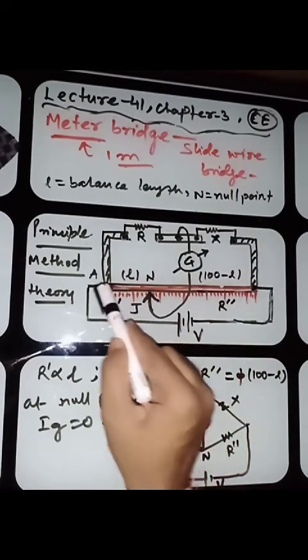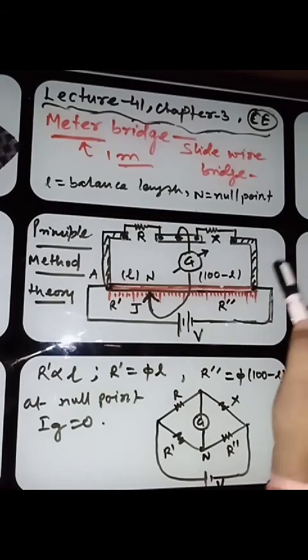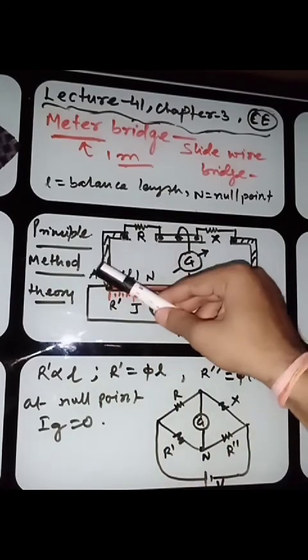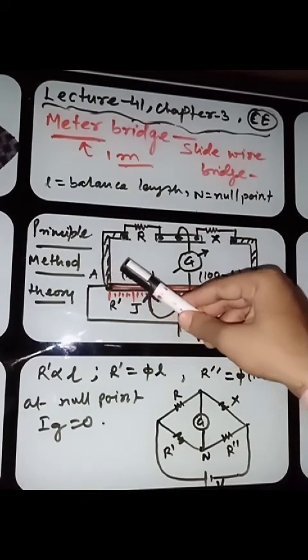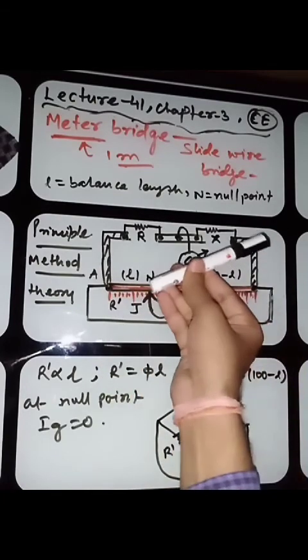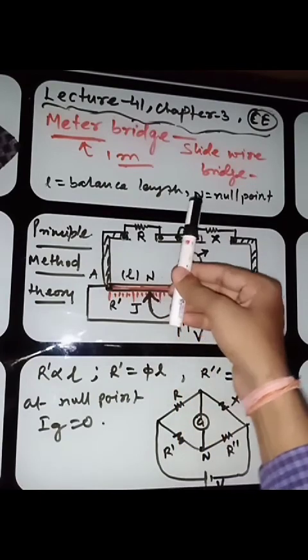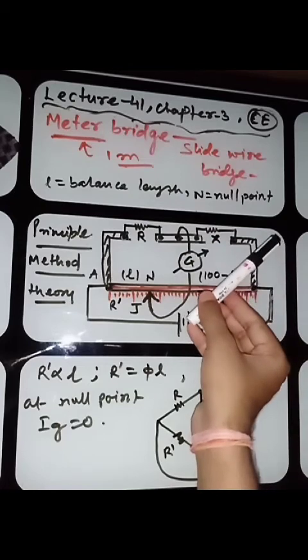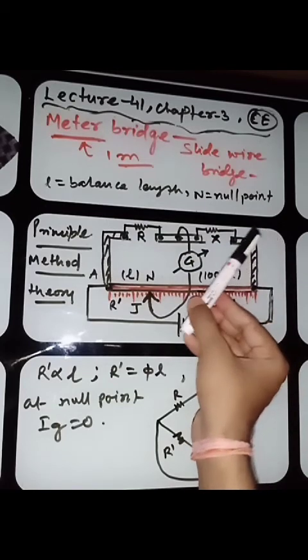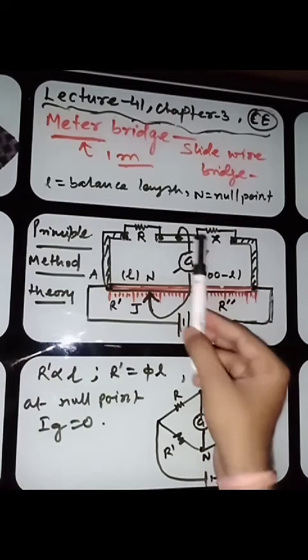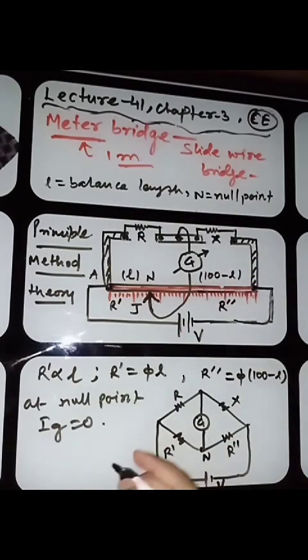When you move this jockey from here to this point, you will find the deflection in the galvanometer goes to the other side. Remember, what does it mean? If the pointer goes to the other maximum end, it means that somewhere in between the galvanometer reached the null point also. Now what is the null point actually? You haven't studied about the galvanometer.